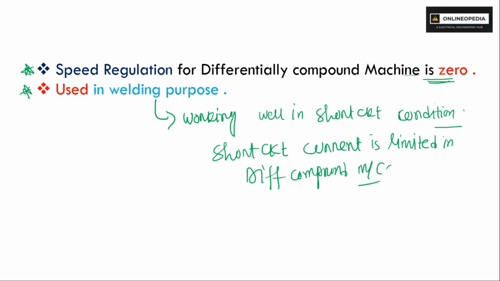While welding a metal, we can short circuit the generator terminal. So for the machine to be protected, the short circuit current must be limited. As the differential compound DC generator has the property of low or limited short circuit current, we can use it for welding purposes.